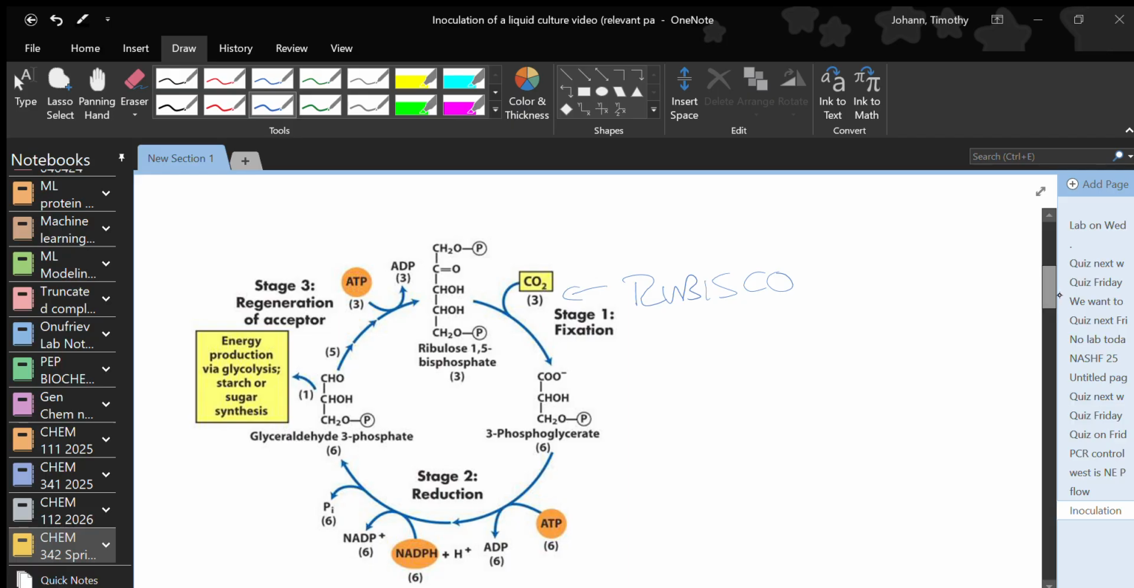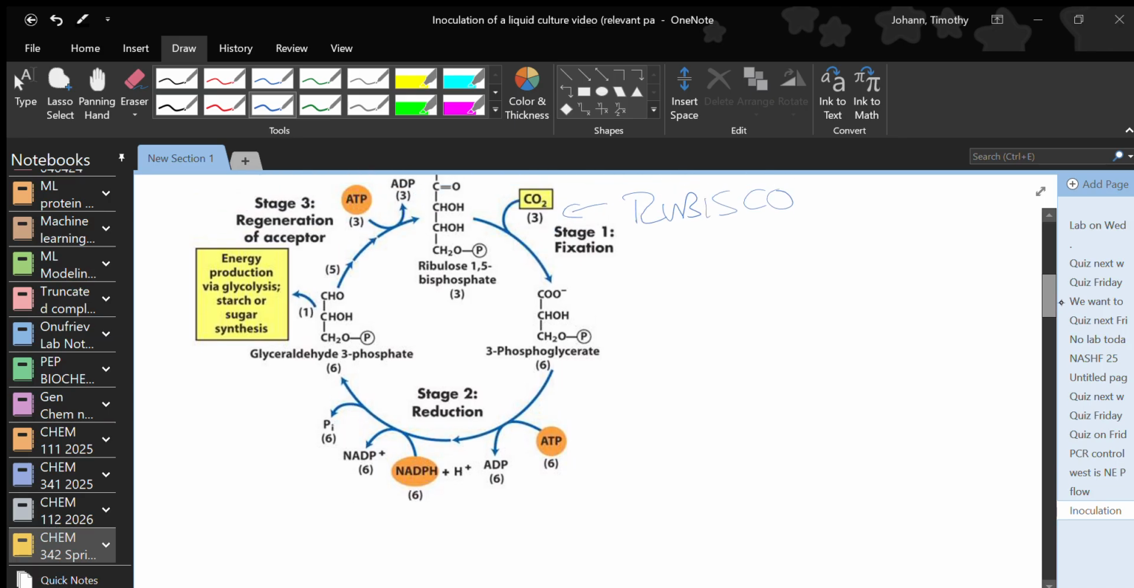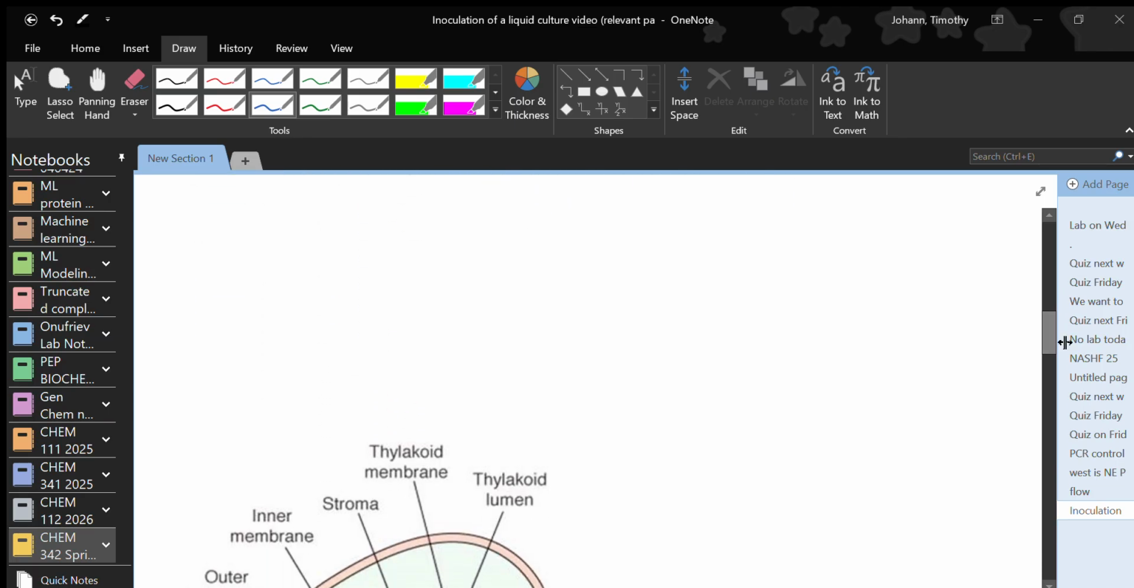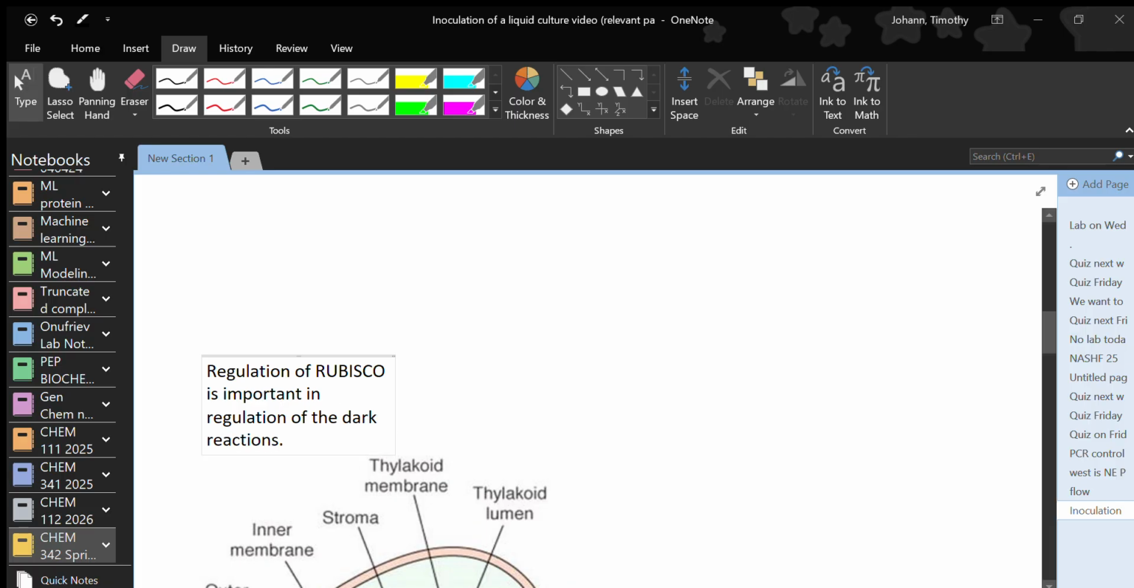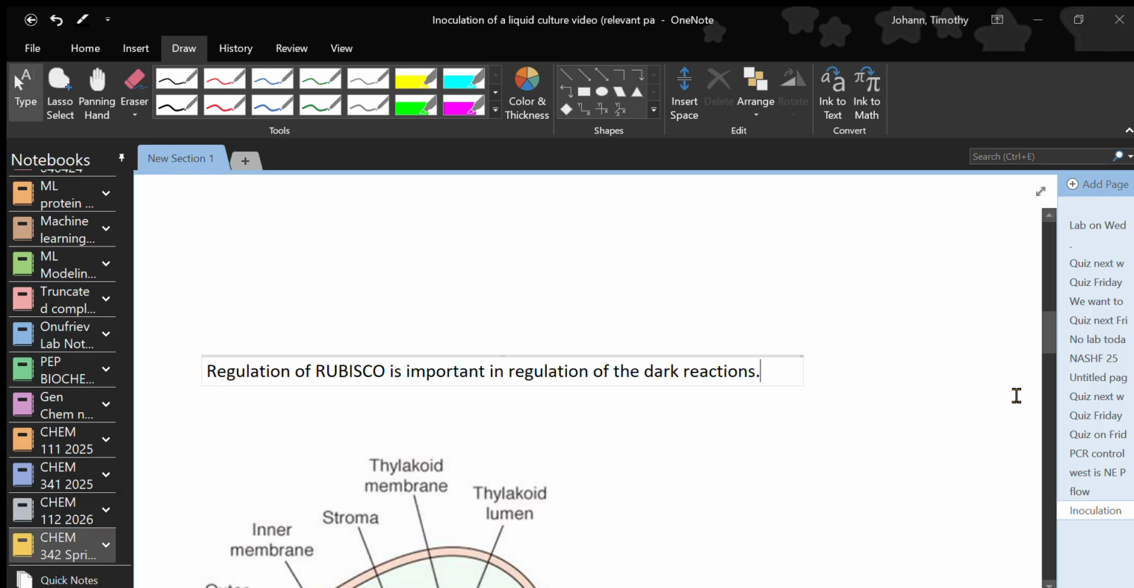And so Rubisco is important in the regulation of the dark reactions. So regulation of Rubisco is important in regulation of the dark reactions. It's a good place to stop them.